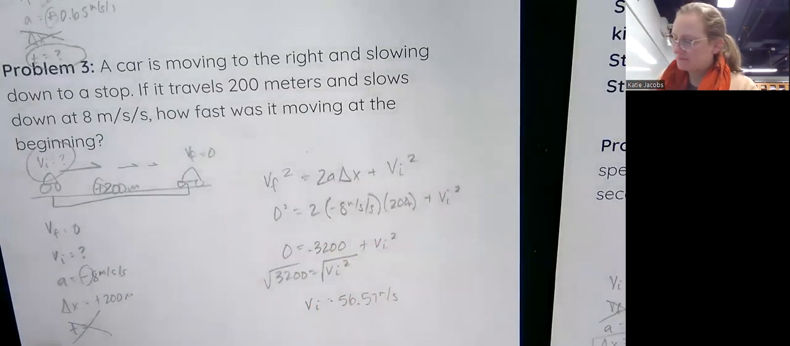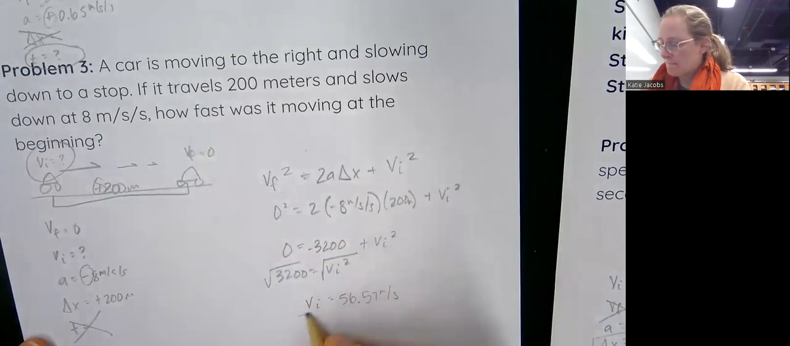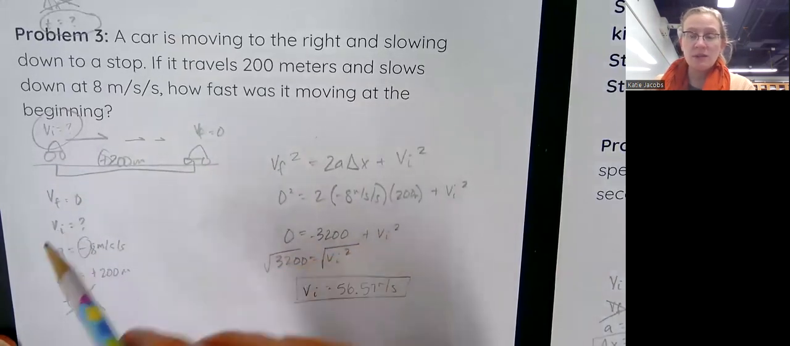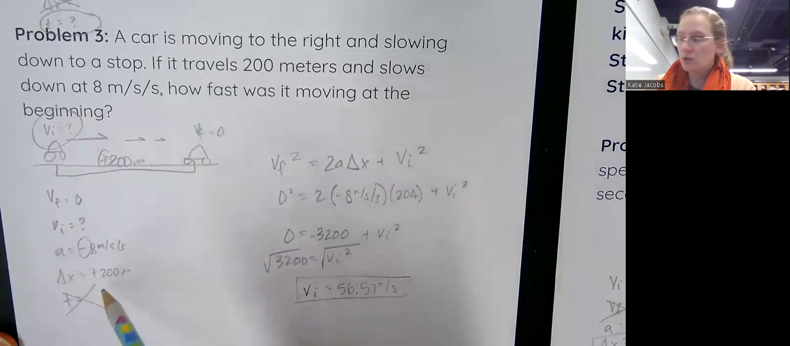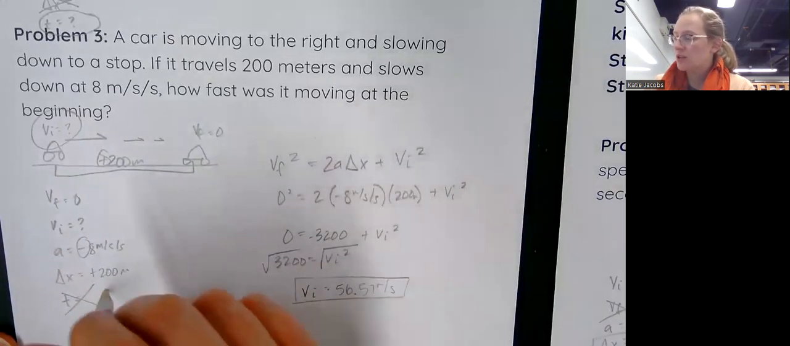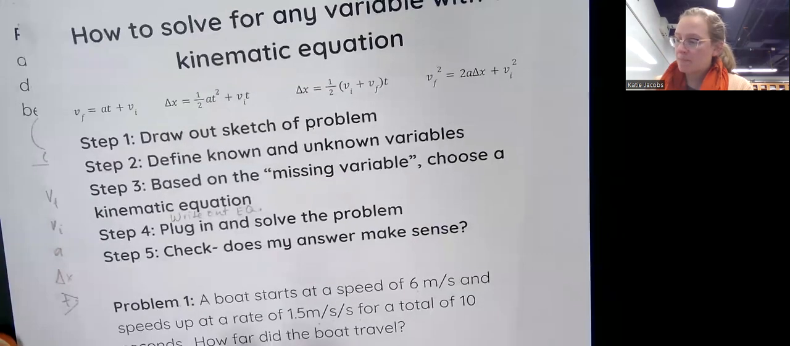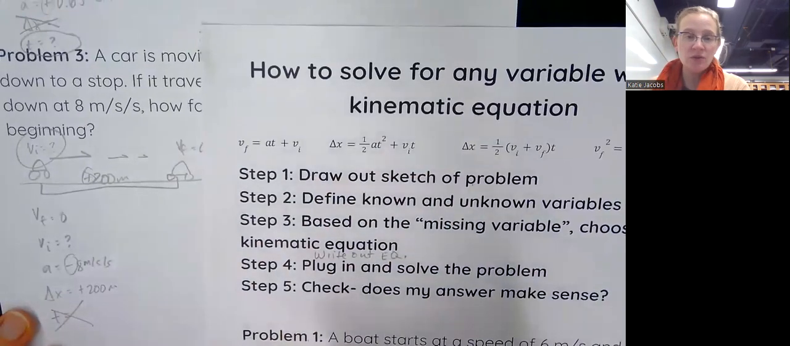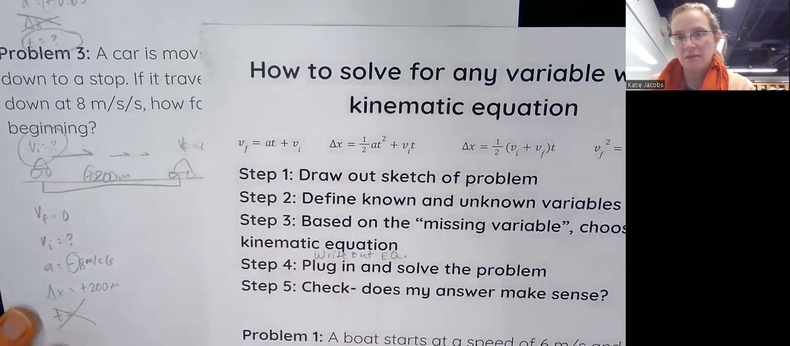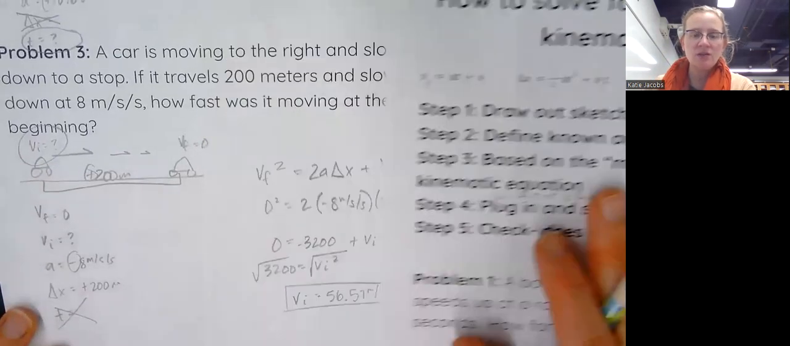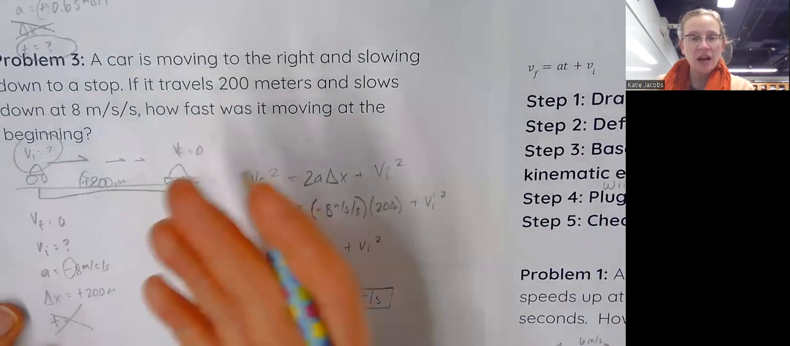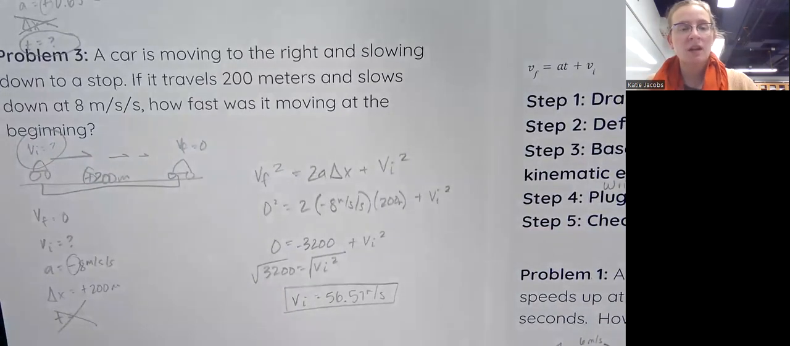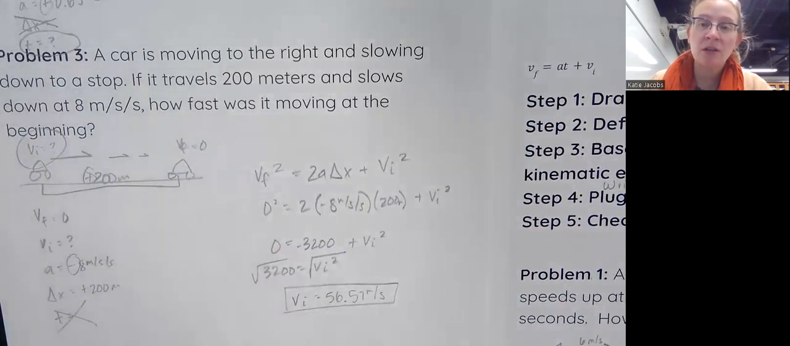Maybe this was a race car. Now I will say, it is possible to do these problems other ways. Let's say instead of choosing this equation, you chose the equation that had time in it, and you solve for time first, and then use that to solve for final velocity. That's fine. You can do these problems in 2 steps. I just demonstrated how to solve them in 1 step. Hopefully this was helpful and gave you some good practice with the kinematic equations.